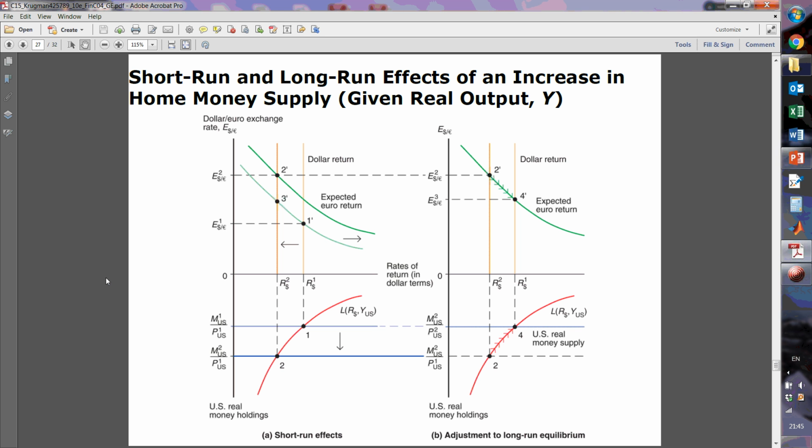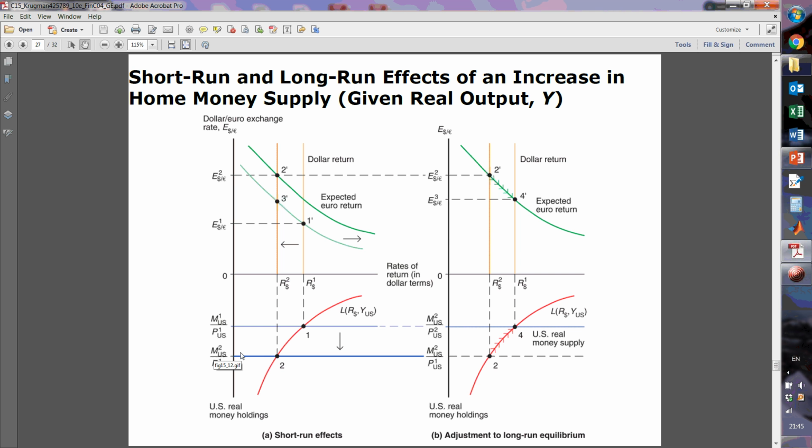The scenario we're looking at is an increase in the home money supply. An increase in the home money supply results in a decrease in the interest rate at home. That is, the rate of return on the domestic asset goes down. Nominal interest rate and real interest rate are the same in the short run, down from R1 to R2. If nothing else happened, that's a consequence of the increase in the real money supply from M1 over P1 to M2 over P2. So this is the diagram that we worked with last week.